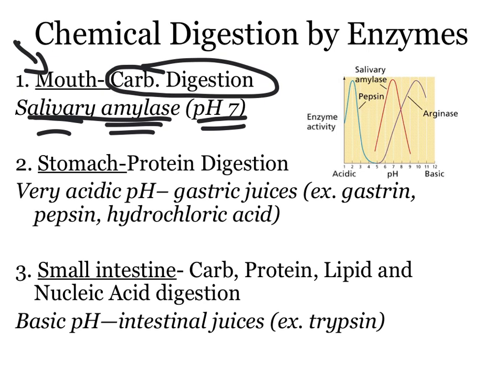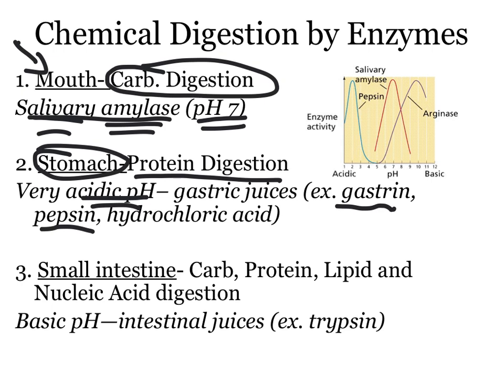The next step where we do some chemical digestion is in the stomach, and we already know the stomach is very, very acidic, so any enzymes found here have to work well at very low pHs. Now the stomach is where we start to break down proteins. So we started carbs in the mouth, and we're going to start proteins in the stomach. The enzymes that work here are gastrin and pepsin. And these enzymes are an exception to our rule. They do not end in ase. However, they're still enzymes nonetheless.